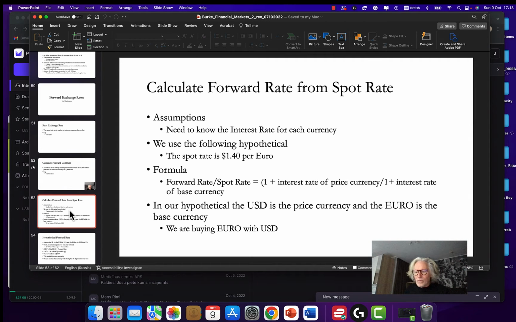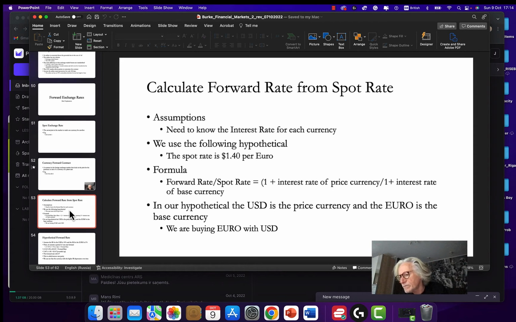Now, what's the formula that professionals use in order to determine this future rate? Well, if you look at the slide, we take the forward rate divided by the spot rate. Of course, we don't know it yet. We're going to use a little bit of algebra. It equals 1 plus the interest rate of the price currency divided by 1 plus the interest rate of the base currency.